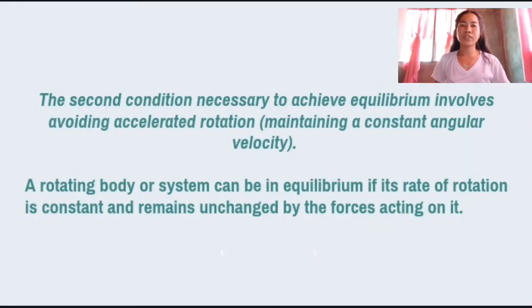The second condition necessary to achieve equilibrium involves avoiding accelerated rotation or maintaining a constant angular velocity. A rotating body or system can be in equilibrium if its rate of rotation is constant and it remains unchanged by the forces acting on it. Manat siya dili mausab.